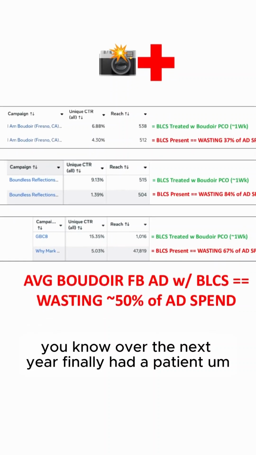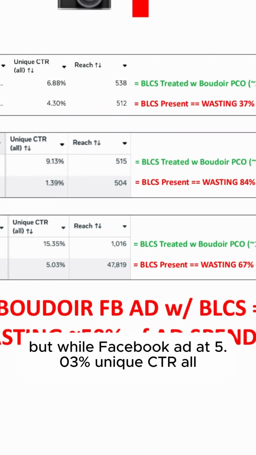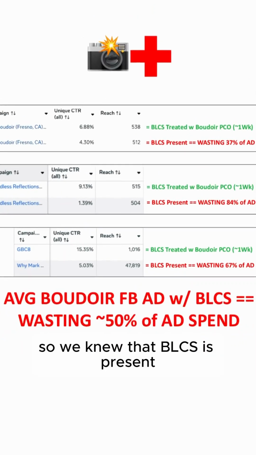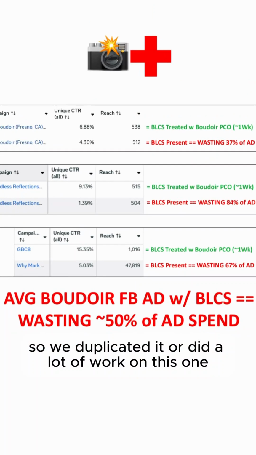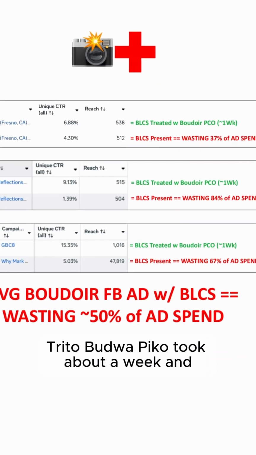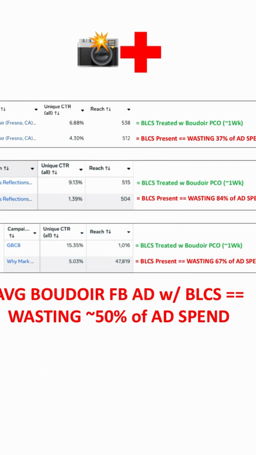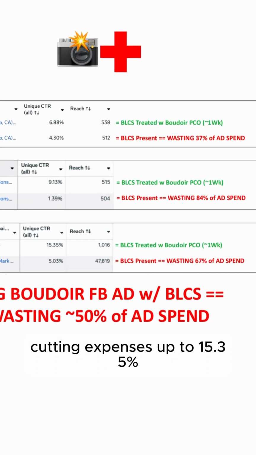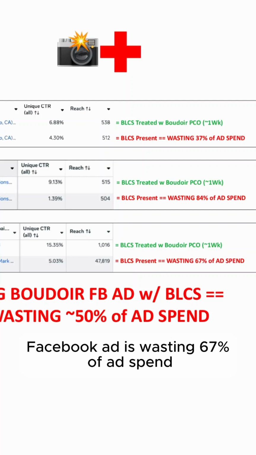Finally had a patient come in, saw his ads, Boudoir Facebook ad at 5.03% unique CTRL. So we knew that BLCS was present. So we duplicated it, or did a lot of work on this one. Treated it with Boudoir Pico, took about a week, and we got the unique CTRL up to 15.35%. So we found out the original Boudoir Facebook ad was wasting 67% of ad spend.